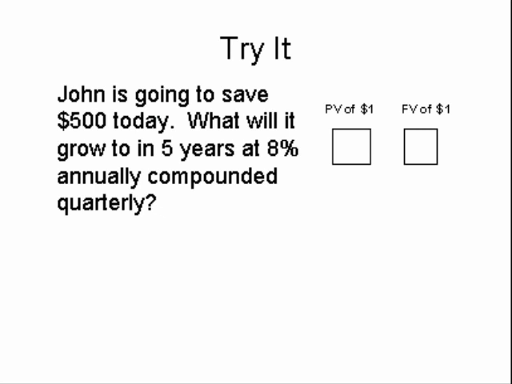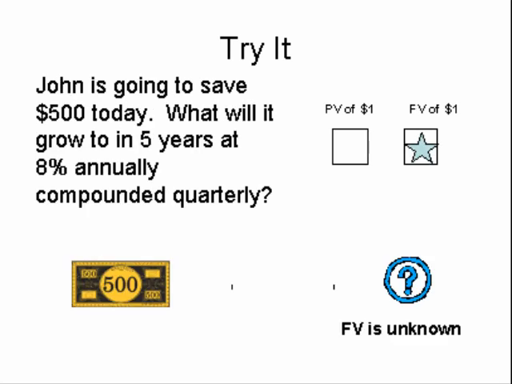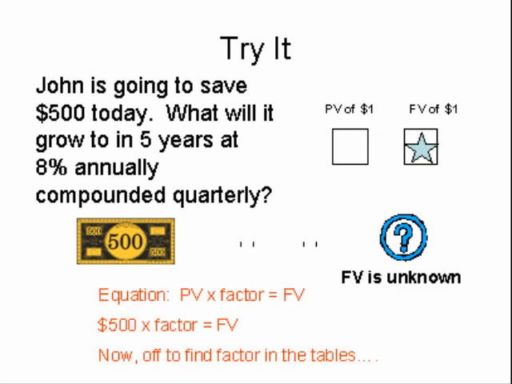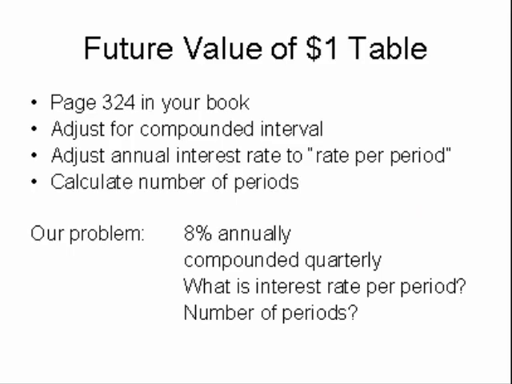All right, try this one. Do you need the future or the present value of a dollar table? That's right, you need the future value of a dollar table. Okay, now let's go about solving it. You have to adjust for compounding. So before you go to the tables, what is the number of periods and the interest rate per period?